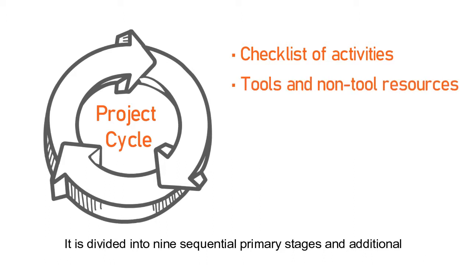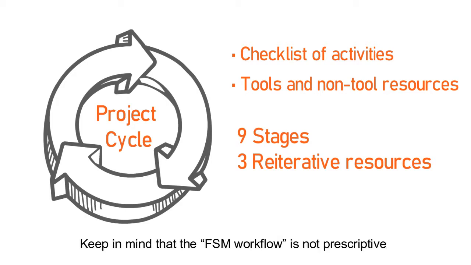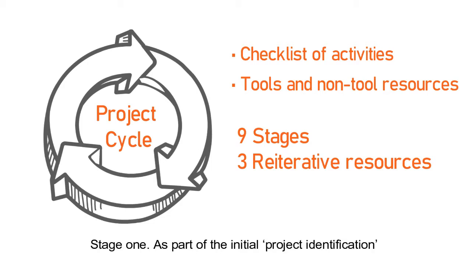It is divided into 9 sequential primary stages, and an additional 3 components have resources which users can apply anytime along the program. Keep in mind that the FSM workflow is not prescriptive, and users can adapt the stages based on their needs. Stage 1.